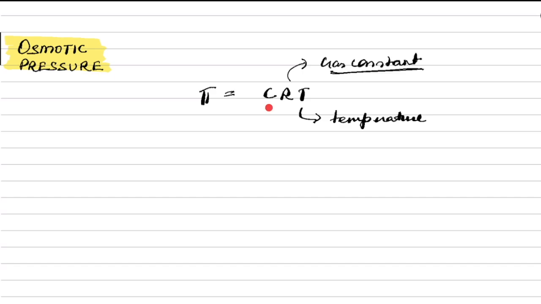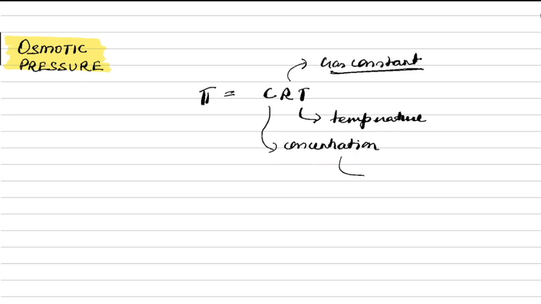Now let's do the formula part of it. The osmotic pressure is denoted by P in some textbooks, or pi. So I'll be denoting it by pi, and it is equal to CRT. So what are the different things? This T is of course the temperature, this R is the gas constant, and this C is nothing but concentration.